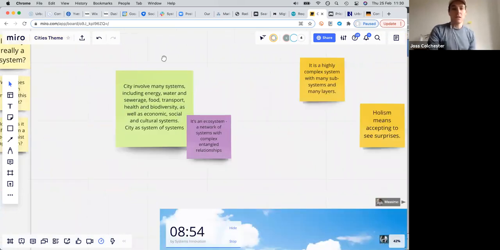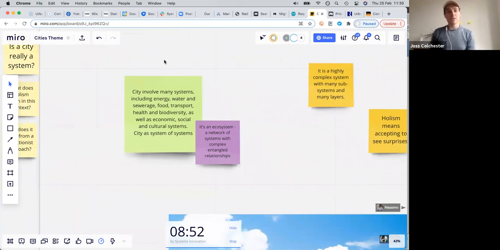So what we have here: a city involves many systems, including energy, water and sewage, food, transport, health and biodiversity, as well as economic, social and cultural systems. A city is a system of systems.